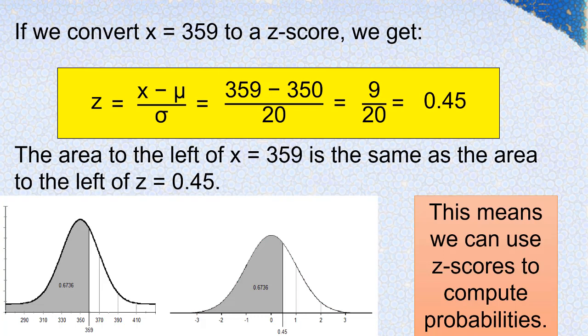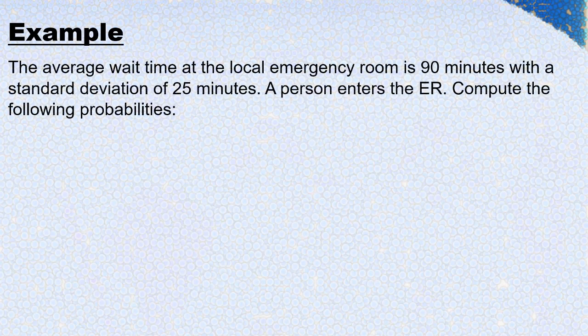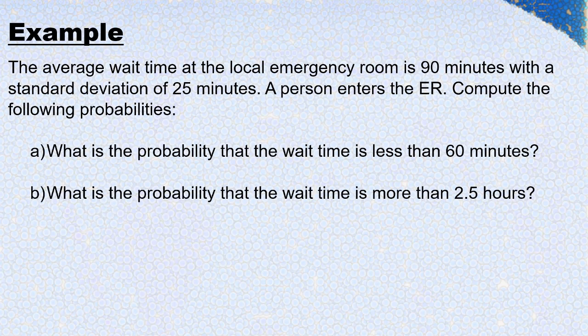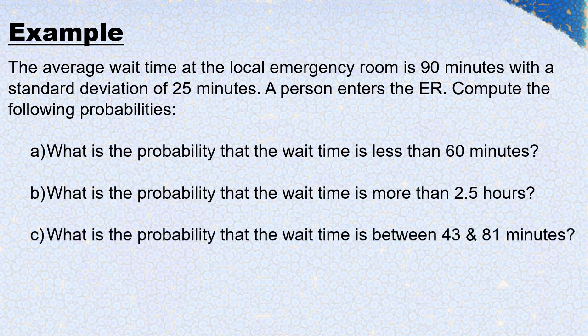So we've got an example. It's about emergency rooms. The average wait time at the local emergency room is 90 minutes, with a standard deviation of 25 minutes. A person enters the ER. Compute the following probabilities. So first, we want to know what's the probability that the wait time is less than 60 minutes. Next, what's the probability that the wait time is more than 2.5 hours? And the third thing is, what's the probability that the wait time is somewhere between 43 and 81 minutes? We're going to look at each one of those separately.